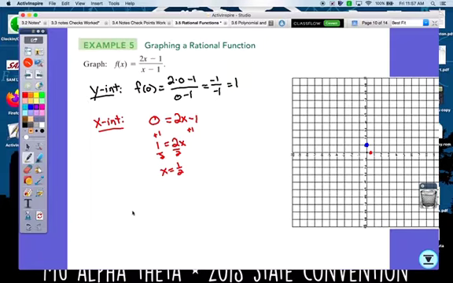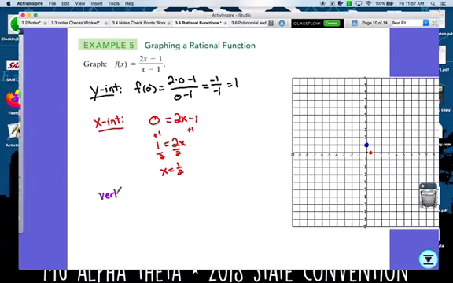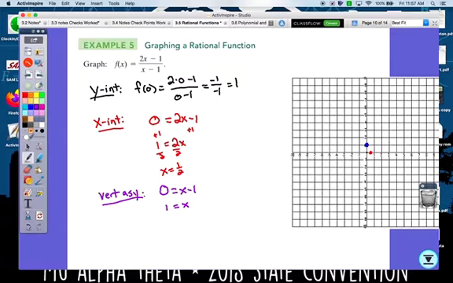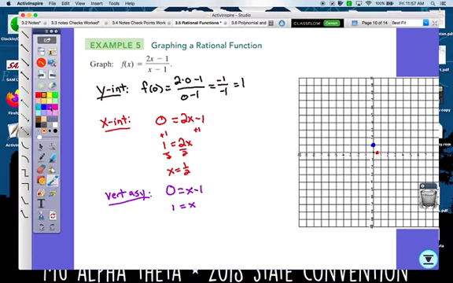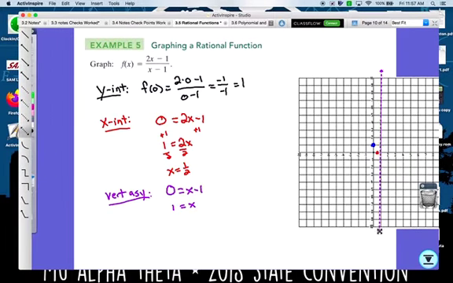Then we find our vertical asymptote. For the vertical asymptote, we set the denominator, the bottom, equal to 0. So 0 is equal to x minus 1. We add the 1 over, so 1 is equal to x. And so we know we have a vertical asymptote at 1. Right here, we've got a vertical asymptote.